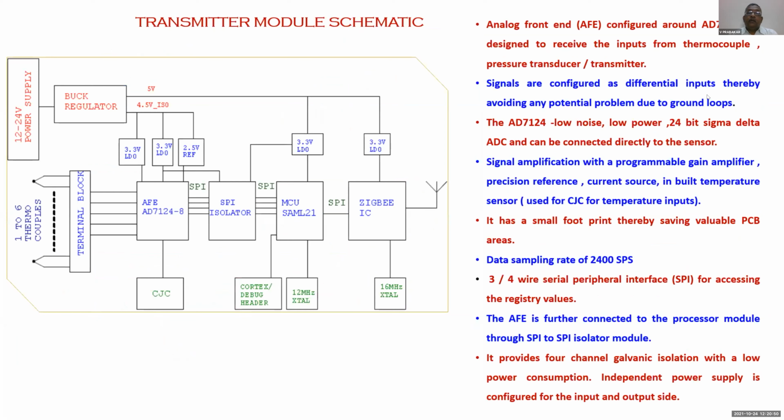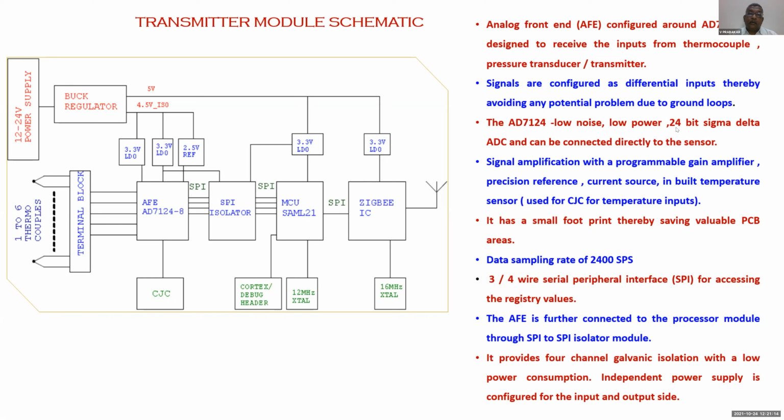On the transmitter module, we have the analog front end, which is configured around AD7124, which receives the signals from the thermocouples or the pressure transducers and transmitters, as the case may be. The signals are configured as differential inputs, thereby avoiding any potential ground loop problems. This AD7124 is a 24-bit sigma delta ADC, which can be directly connected to the sensor.